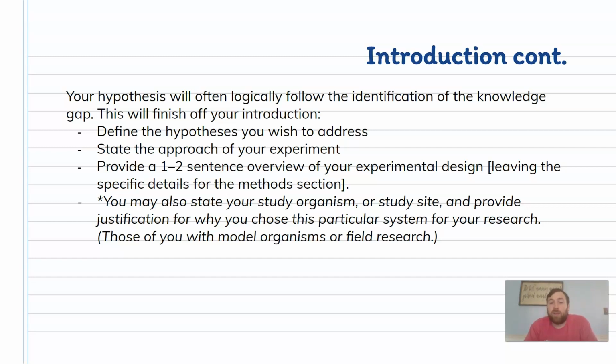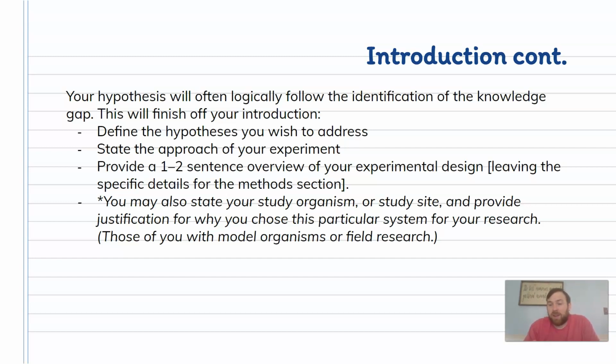So this 1 to 2 sentence overview is almost like you just giving an elevator pitch of what you did. You may also find that you should state your study organism or study site. That way you can provide justification of why you chose this particular system, as in those of us that chose to use E. coli or yeast.